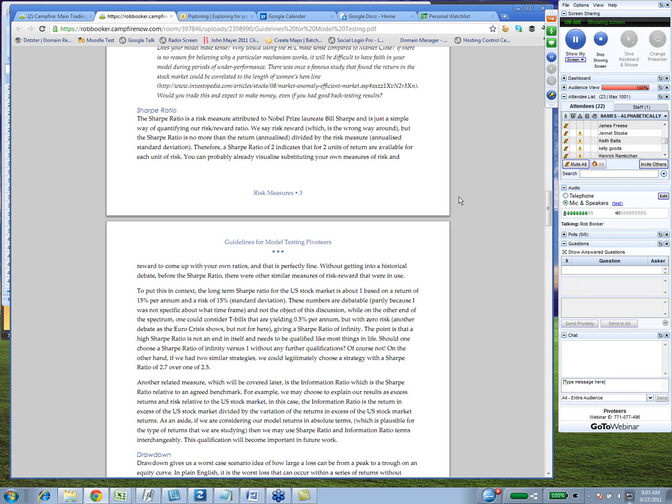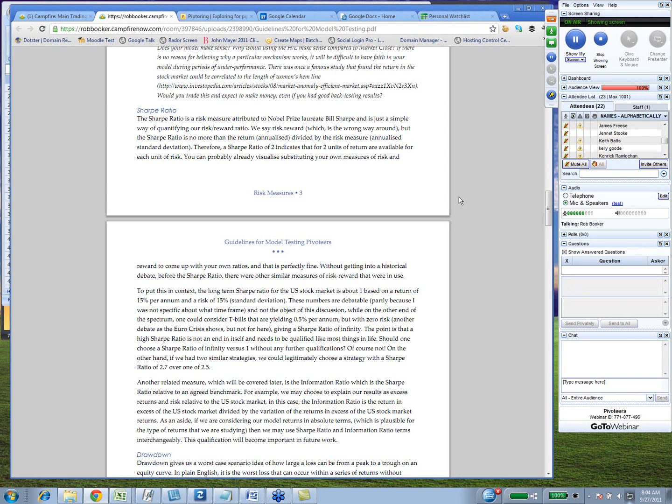We say risk reward, which is the wrong way around, but the Sharpe ratio is no more than the return. It's an annualized return divided by the risk measure, the annualized standard deviation. Therefore, a Sharpe ratio of 2 indicates that 2 units of return are available for each unit of risk. And you can probably already visualize substituting your own measures of risk and reward to come up with your own ratios, and that's perfectly fine.